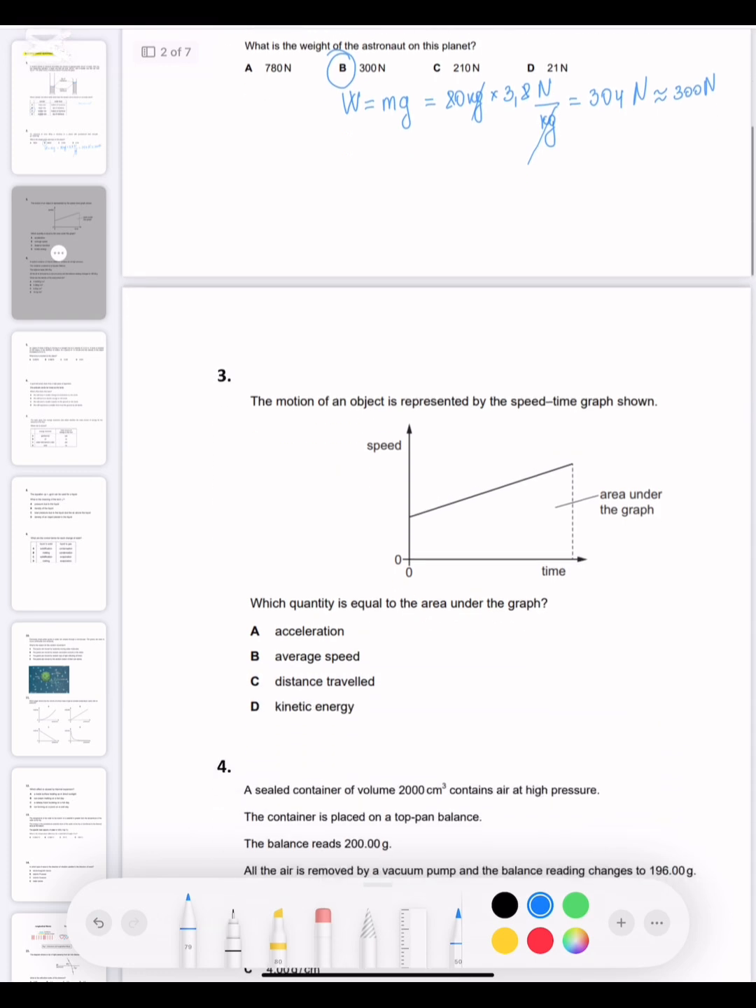Question number 3. The motion of an object is represented by the speed-time graph shown. Which quantity is equal to the area under the graph? As we know, the area on the speed-time graph gives the distance traveled by the object. So the answer is C. It means that if we want to calculate distance traveled, we need to calculate area of this trapezium.